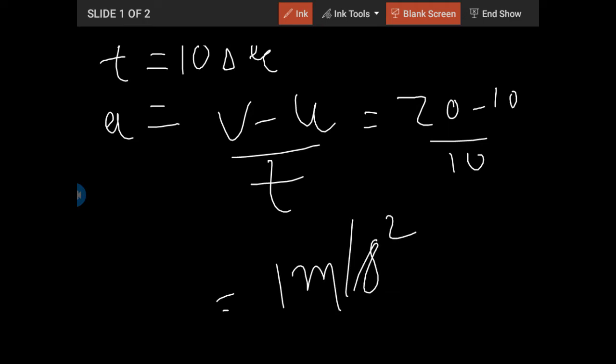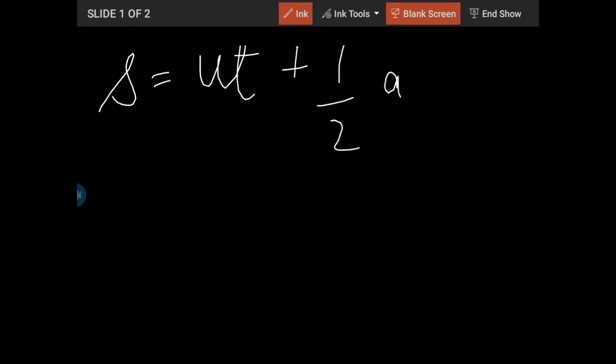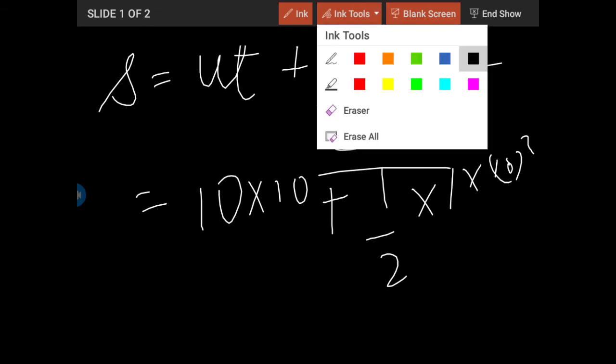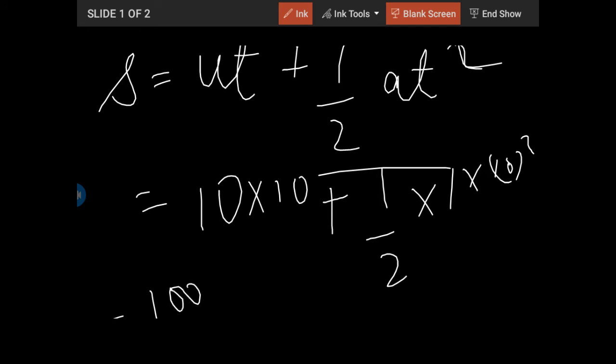So we can find it by s equals ut plus half at square, that is u, that is 10 into 10 plus half into 1 into 10 square. So it will be 100 plus 100 by 2, that is 300 by 2, which is equal to 150 meter, which is the answer.